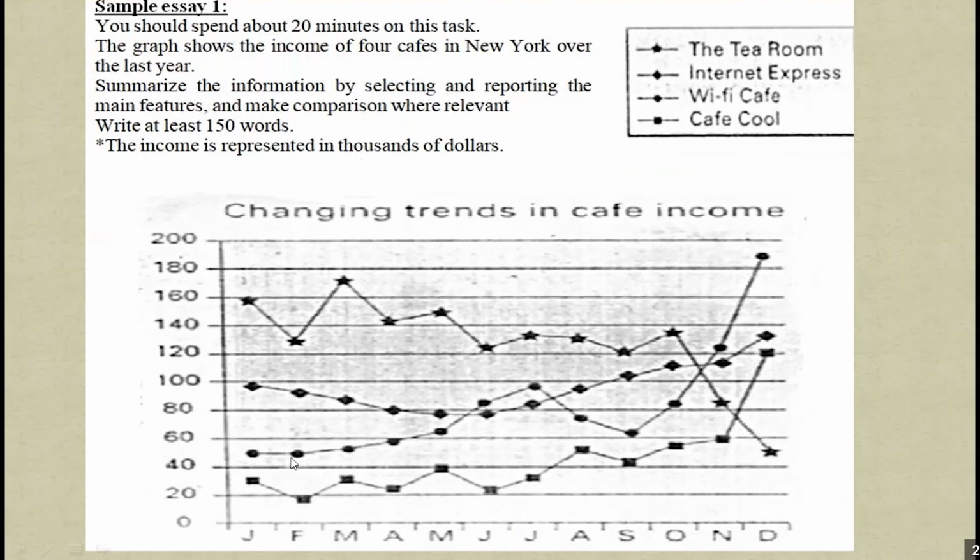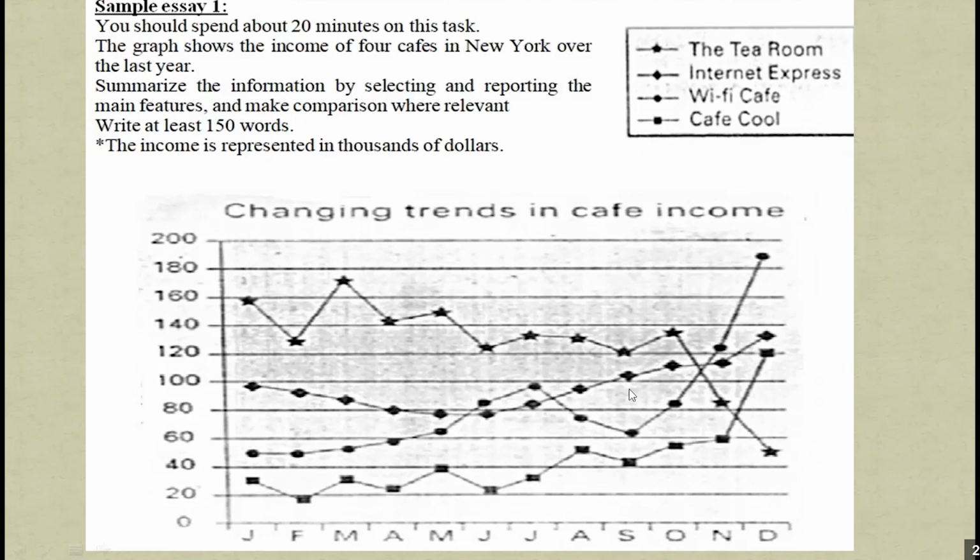Wi-Fi Cafe, this one. And Cafe Cool, this one. And it's showing the income in thousands of dollars, 20,000, 40,000, 60, 80, and so on. And these are the months of the year: January, February, March, April, May, June, July, and so on. Take some time, please. Think first about how you would write an essay here in this situation.